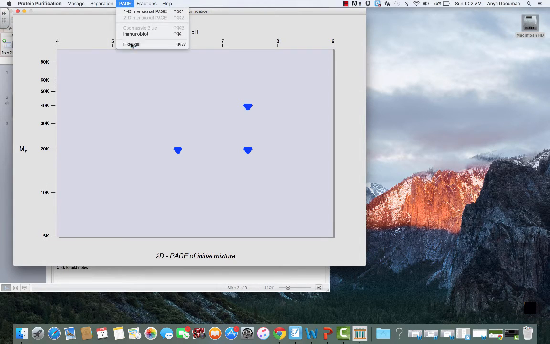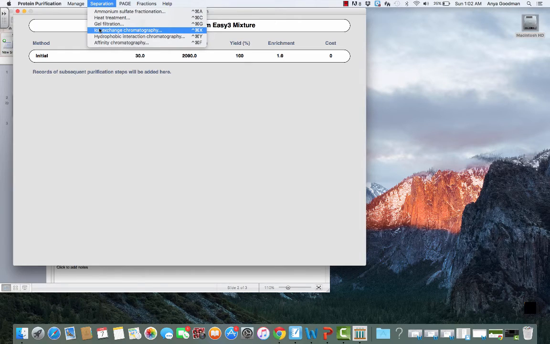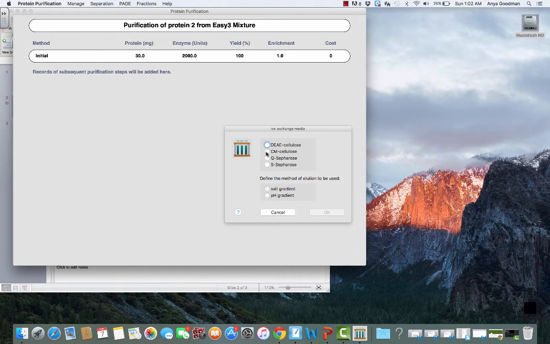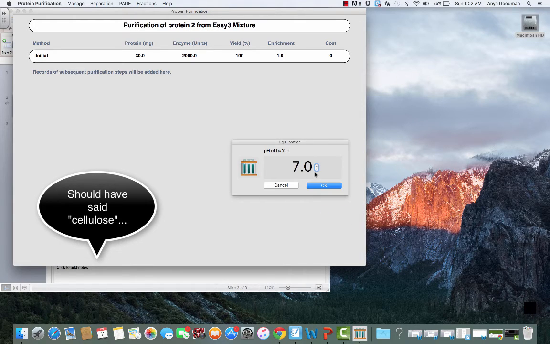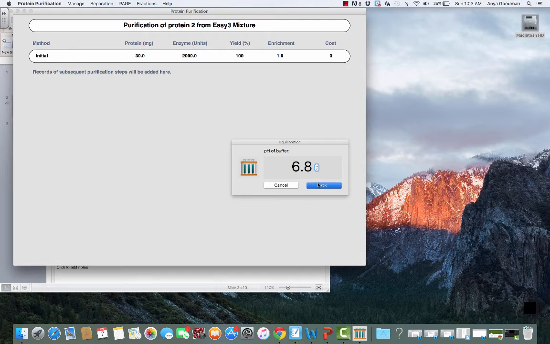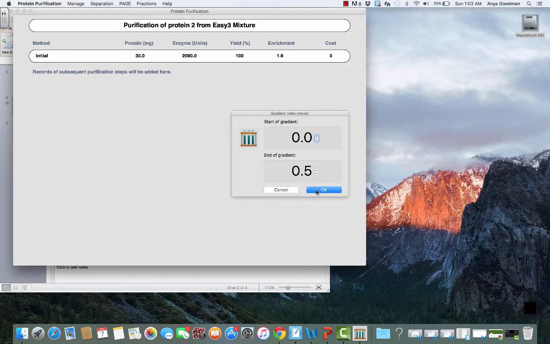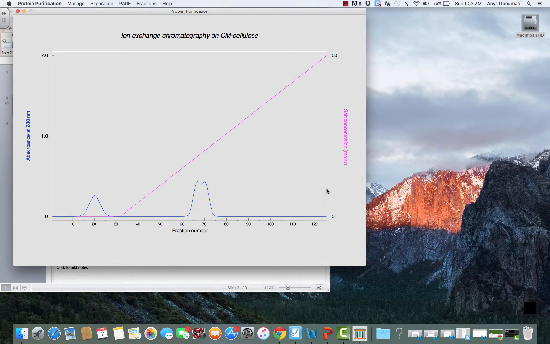So first, we gotta hide the gel, then go to ion exchange chromatography. We'll try CM Sepharose and elute with a salt gradient. Okay, we're going to try buffer 6.8 and a salt gradient between 0 and 0.5 molar salt. Oh, great. We got two peaks. One of these peaks is a doublet, right?